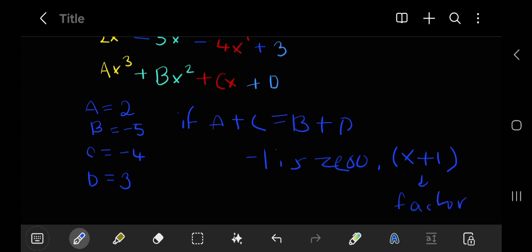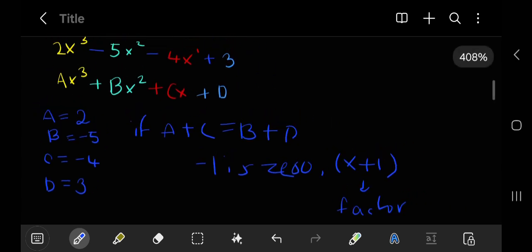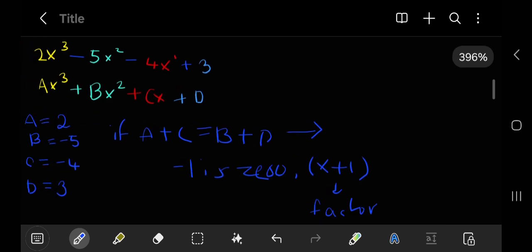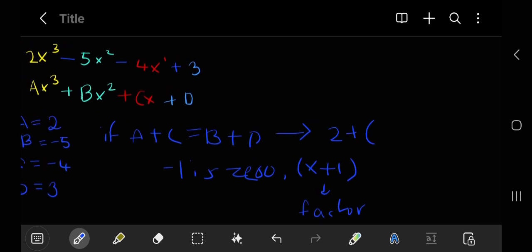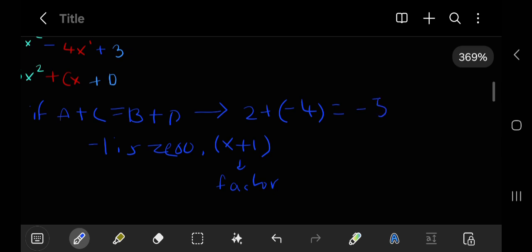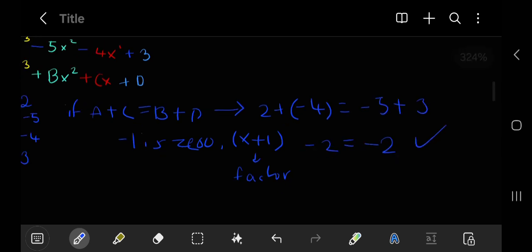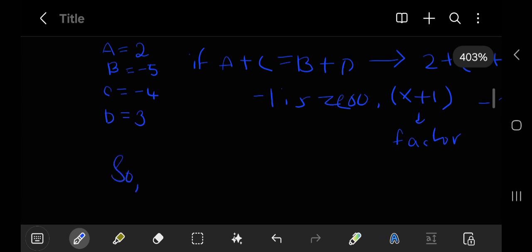So we know that if that happens, −1 will be my zero and x + 1 is a factor. So 2 plus (−4) is equal to −5 + 3. −2 is equal to −2. Yes, so it satisfies that property. So I can say that −1 is one of the zeros of that polynomial. Let's take a box and do synthetic division again.